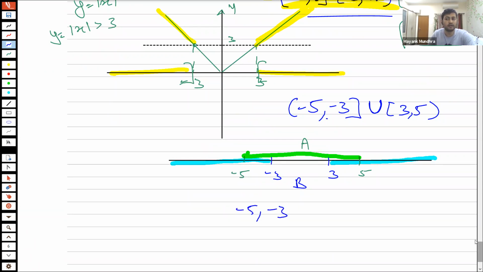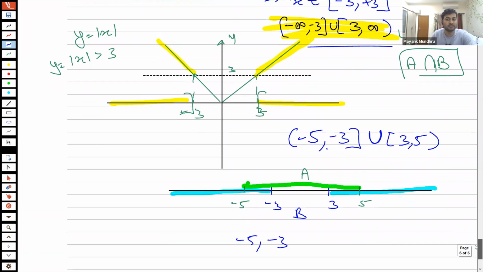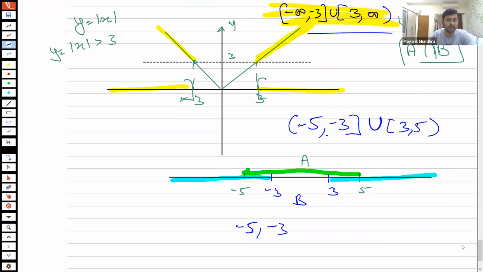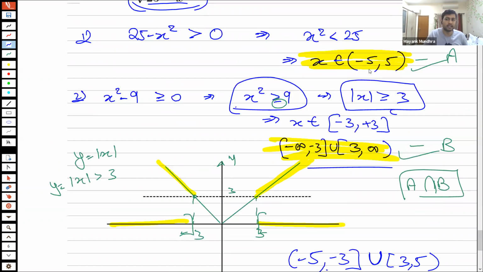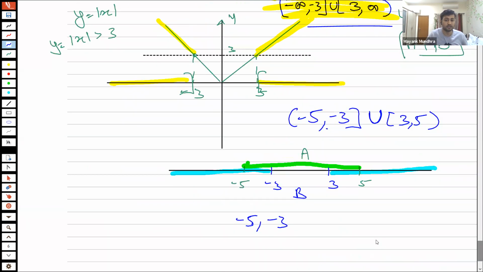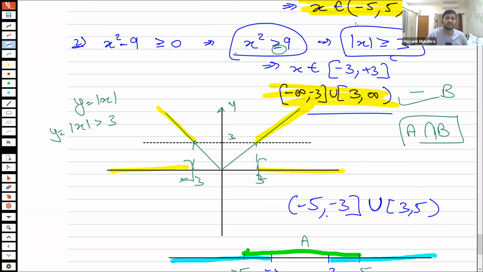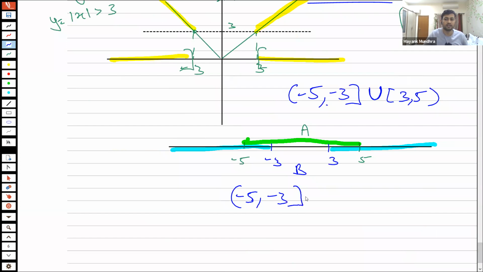I can look at the brackets here and see about -5. If I'm unsure about the brackets, I have to see if -5 is included in both. If both sets include -5, I will include -5. If any of the sets does not include -5, I'll have to exclude -5. So I'll go back to these sets. Set A does not include -5, so I should not include -5. Now, if I look at -3, -3 is included here, -3 is included here. So I will have closed -3.